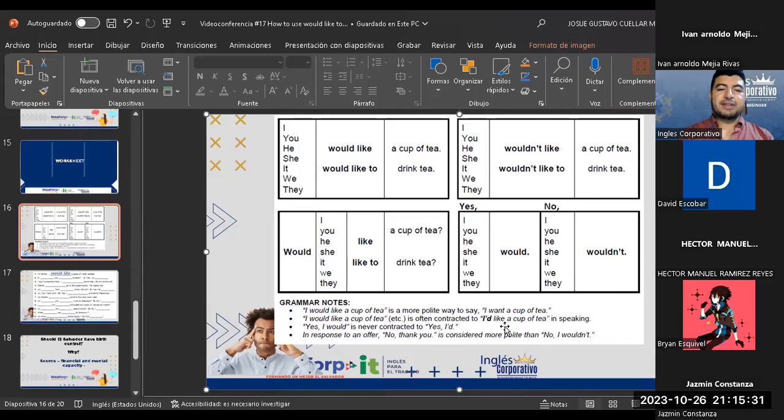Next, la siguiente dice I would like a cup of tea is often contracted to I'd. Es lo que yo les decía, ¿verdad? Que se dice I'd. Rara vez se dice I would, a menos que esté en escritura. Pero normalmente se dice I'd like. Para decir yes, I would, esto no se hace en la contracción, no se dice yes, I'd, sino yes, I would.